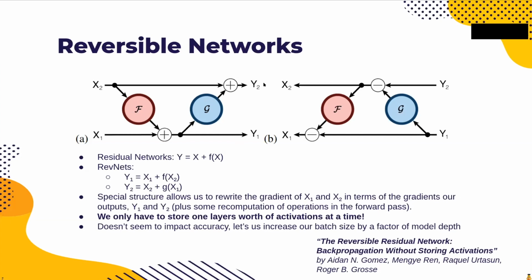So I won't dive into the math, but just take for granted that we don't need to store more than a single layer's worth of activations at a time. And this is absolutely awesome because it saves us a factor of model depth in memory use during training. And importantly, it doesn't seem to impact accuracy. So this requires writing a custom backwards pass operation for your layers.